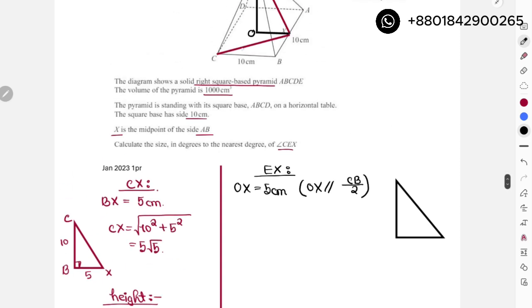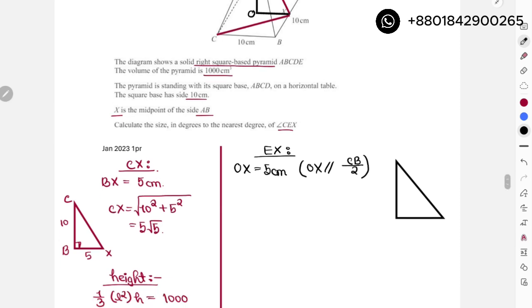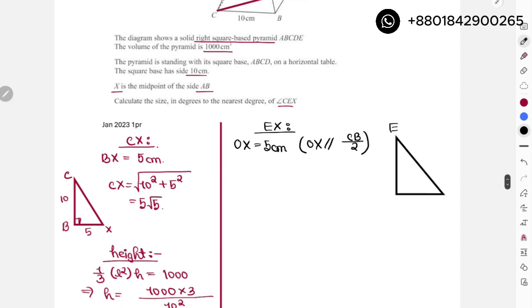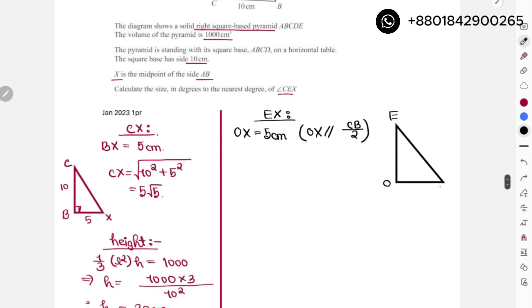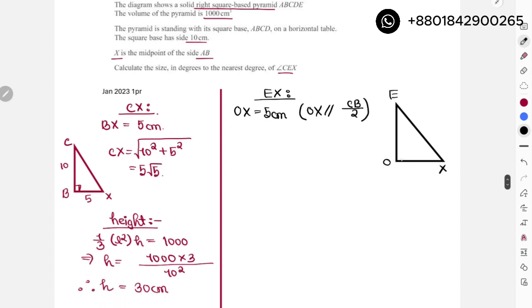You don't need to write this, that O is the center of the base square or something. You can just write that alphabet in the diagram that you're referring to this point as O, and that's enough. So, EOX. For EOX this time, what do you have for EOX?